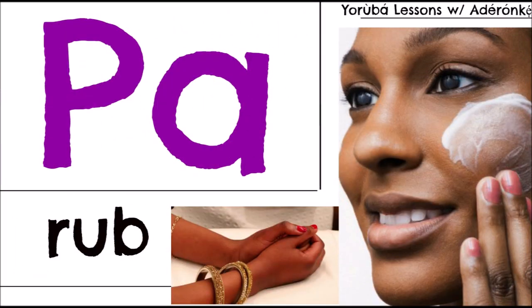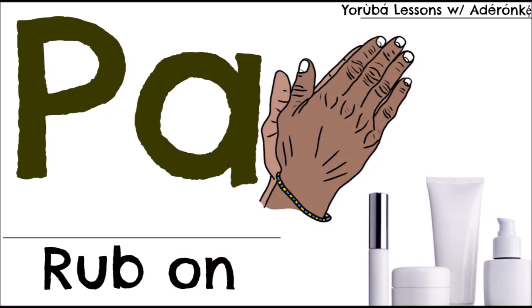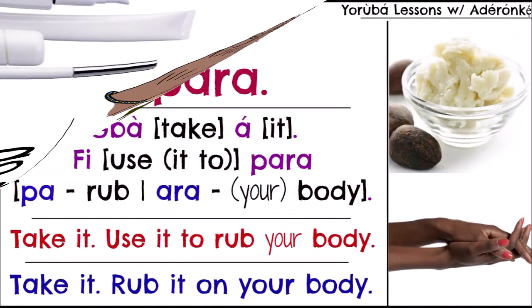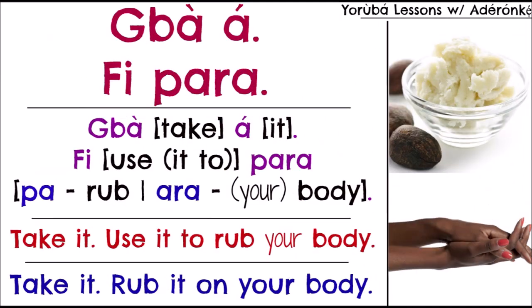Pa could be rob or rub on. An example sentence, or I guess these are two separate sentences: Gba fi para. Gba is to take.